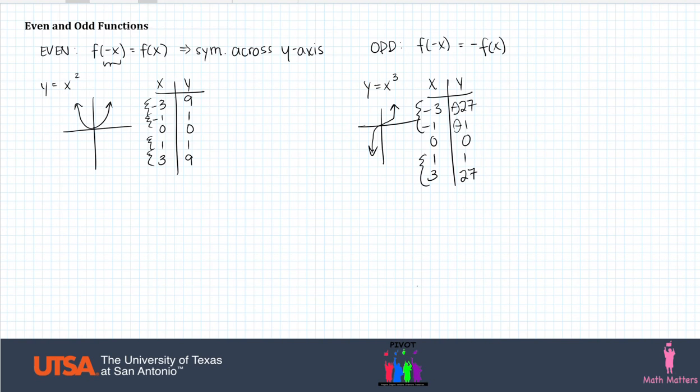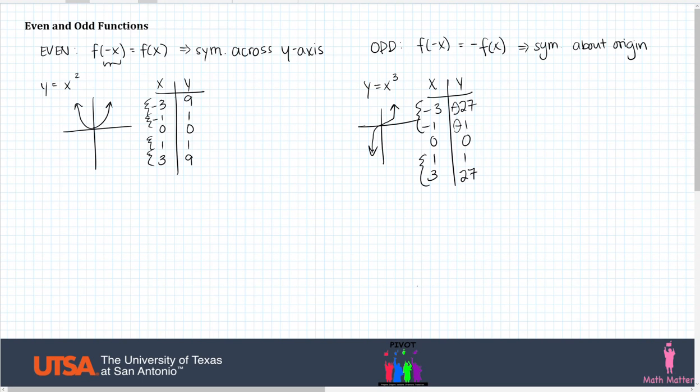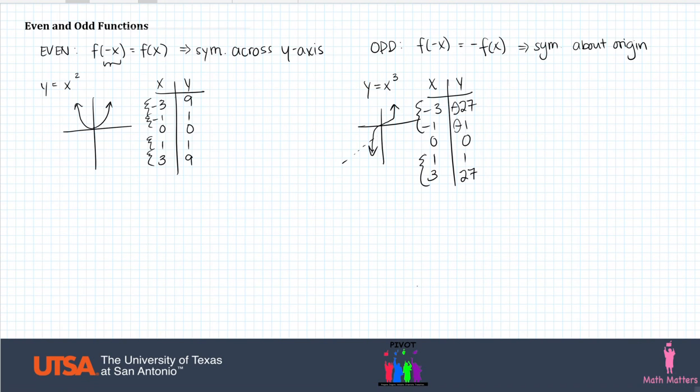So odd functions are symmetric about the origin. And graphically, that means if we flip the function across the line y equals x around the origin, then it's still going to be the same function.